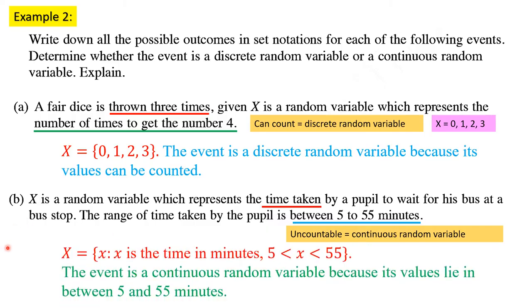We write our answer like this. X is equal to x, where x is a time in minutes, x in between 5 and 55. If it is in between, that means no equal sign here. We explain the event is a continuous random variable because its values lie in between 5 and 55 minutes.